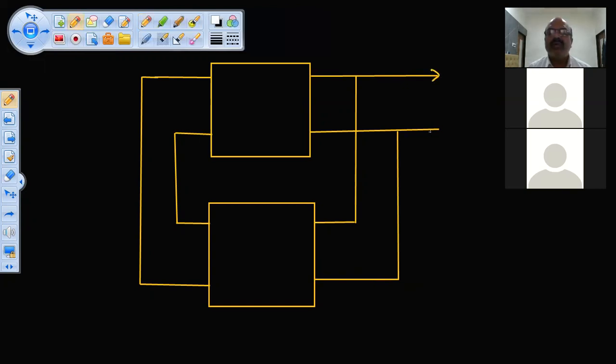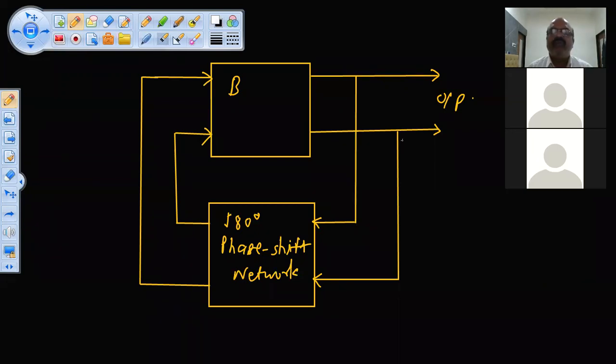Okay, this is the output of my oscillator. This is your basic amplifier. This is the output of the basic amplifier. I am applying this 180 degrees phase shift network. Okay. So this is the basic amplifier.